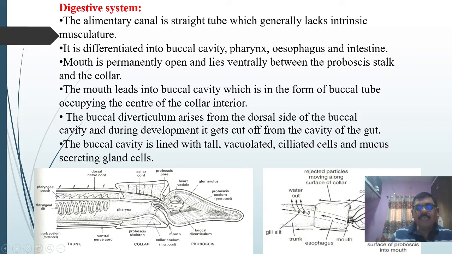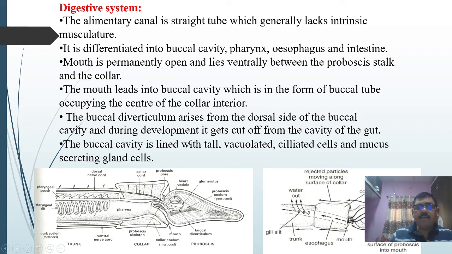Then the mouth leads into a cavity, and that cavity we call the buccal cavity, which is in the form of a buccal tube. The buccal cavity, in the form of a buccal tube, occupies the center of the collar interior. This is the collar, and at the interior, at the center of the collar, there is a cavity, and this is the buccal cavity.